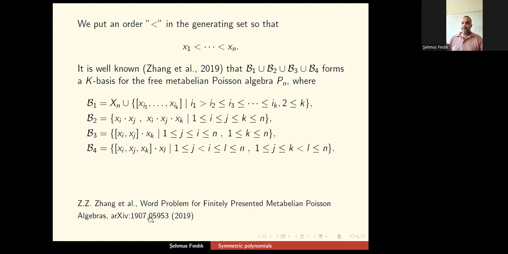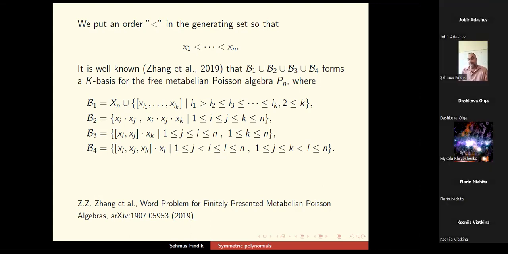So Zhang et al., there are 3 writers here, gave a very nice looking basis. When you check this basis, it is in 4 pieces. The union of these 4, B1 up to B4, gives you the basis of the free metabelian Poisson algebra. The first one looks very much like the free metabelian Lie algebra. So the free metabelian Lie algebra in this respect can be embedded into the free metabelian Poisson algebra.